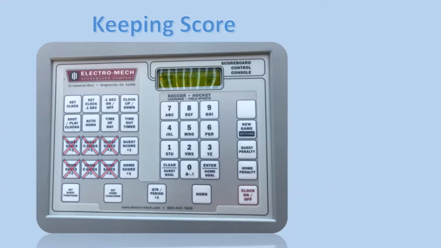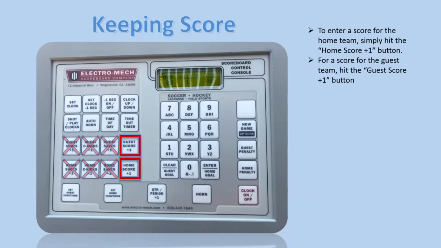So, keeping score. It's not as scary as you would think. The first thing you need to do is if the home team scores, simply hit the home score button. And vice versa. If the guest team scores, hit guest score. But we do not use these other buttons, and so what I've done is indicated that with an X. Unfortunately, on our console in the score booth, they are not X'd out. So you just have to keep that in mind.